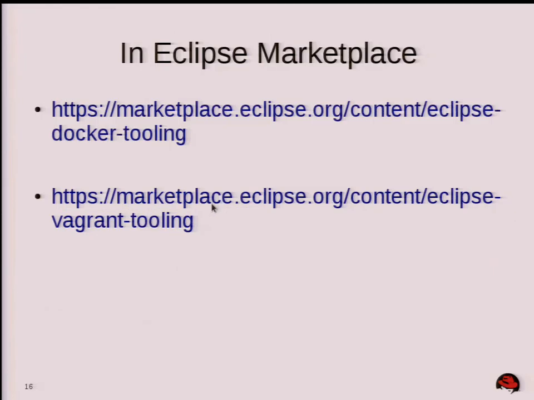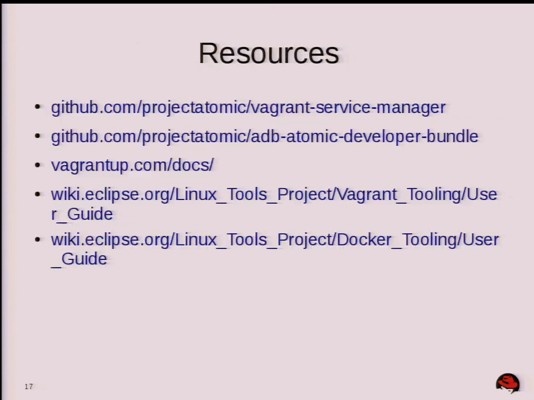Oh, good. All right, so we're also on the Eclipse Marketplace. So you can get it, Docker tooling or Vagrant tooling, directly on there. And once Eclipse Neon is released, I'm sure we'll update all of this and have it there. And these are some of the resources. So, the user guide for Vagrant, Docker tooling, all of that. And with that out of the way, if there's any questions, I'd love to be able to take them. We have a couple minutes.